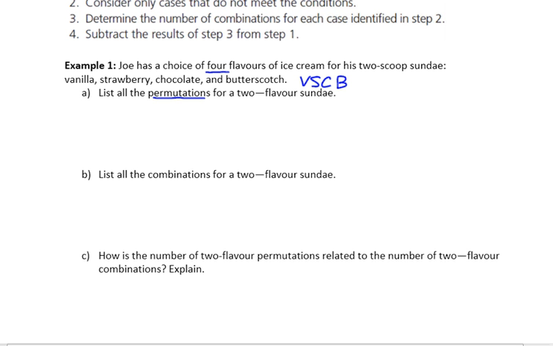So can you please list all different permutations, all arrangements of choosing 2 of these from the 4? I'll give you the first 2. I could have vanilla, then strawberry, or strawberry, then vanilla. So list them all. Start with all the ones with vanilla first.